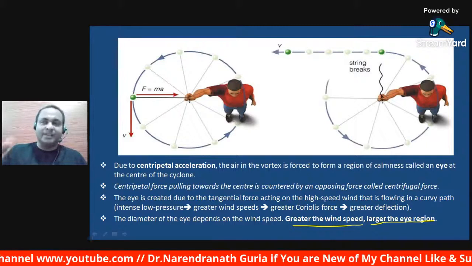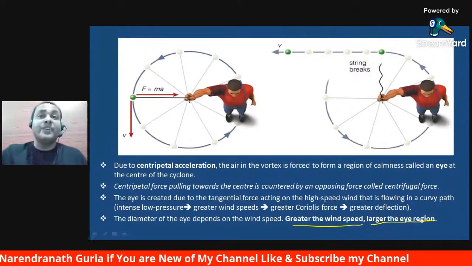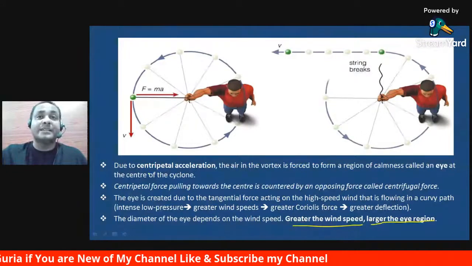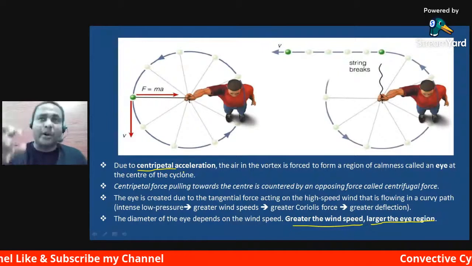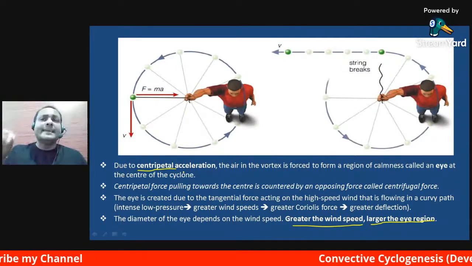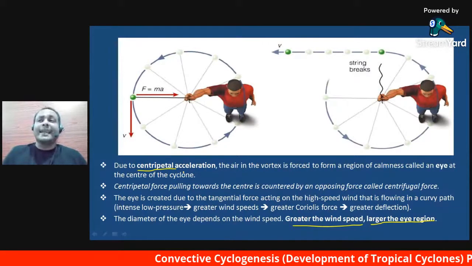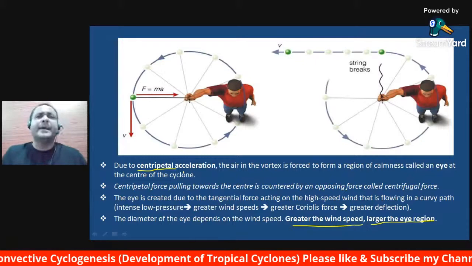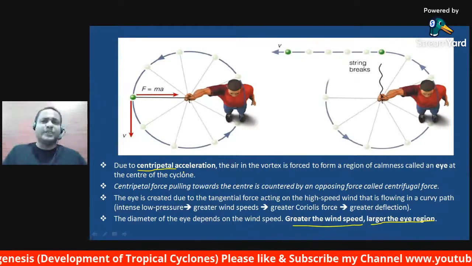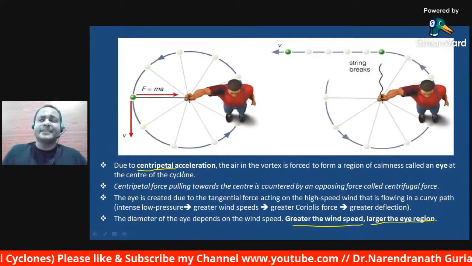Watch my lectures carefully, and today is very interesting due to centrifugal acceleration. Centrifugal acceleration is very important. Once again, the air in the vortex is forced away from a region, forming clearness. This clearness is called the eye, the center of the cyclone, and the centripetal force pulling towards the center is countered by the opposing force called the centrifugal force.